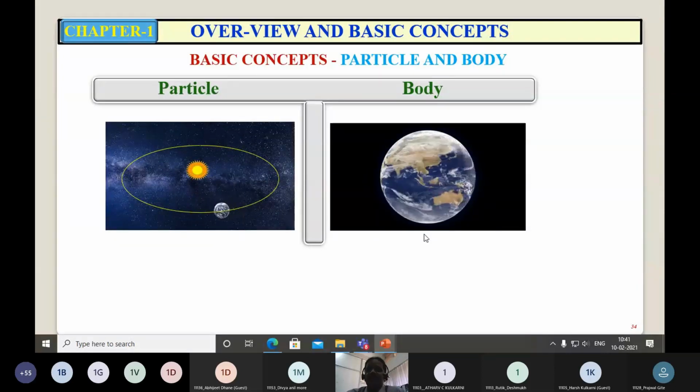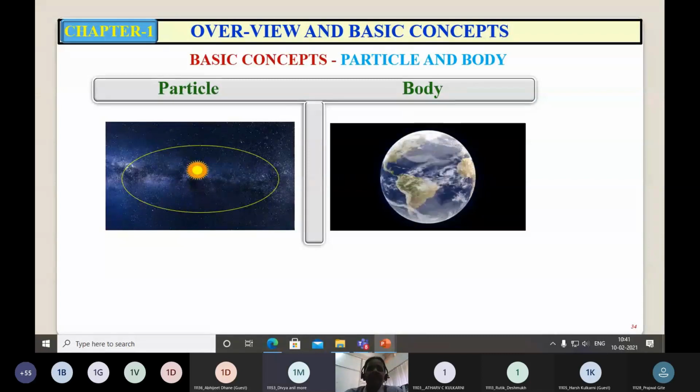See, here there are three different cases. While analyzing the motion of the earth around the sun, we can treat that earth as a particle. While analyzing the motion of this earth around its own axis, we can treat that body as a rigid body. But while determining the shape of the earth, we have to treat that body as a deformable body. So depending on the physical situation, we can consider whether the given body is a particle or a rigid body or a deformable body. Okay.